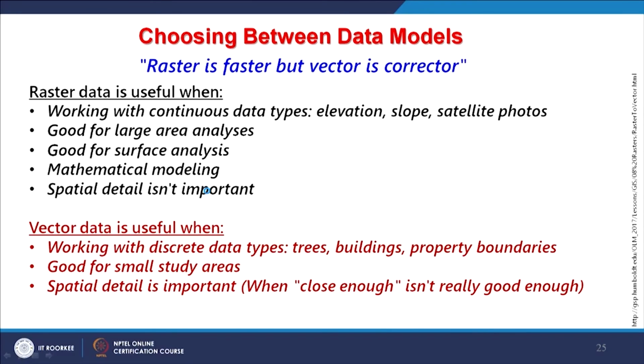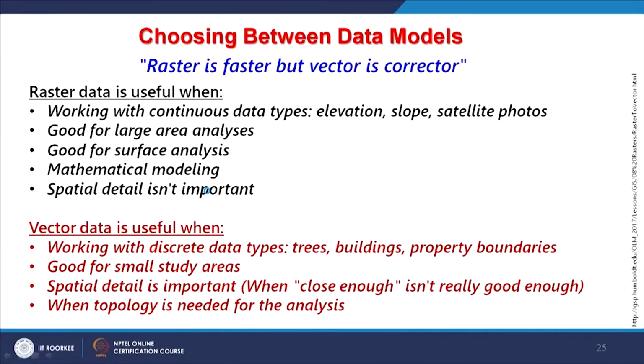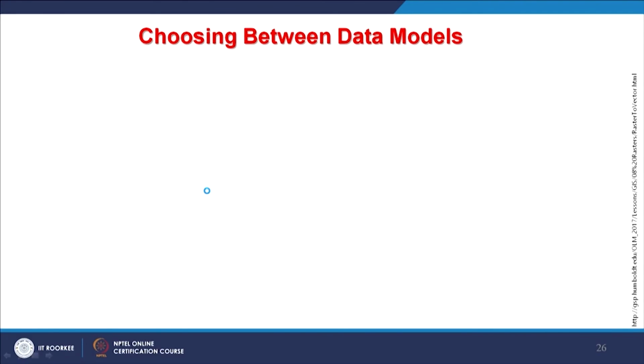That means if I am working on a terrain like the Himalaya and I am using vector data, my contours would be so close to each other that sometimes it is very bad from an analysis point of view. They become so close because of the ruggedness, the slope is very high, but in the case of raster that difficulty will not be noticed. And finally, when topology is needed for the analysis. In the case of raster, you do not have to bother about topology, but in the case of vector, of course, topology is always required, especially for polygon data.